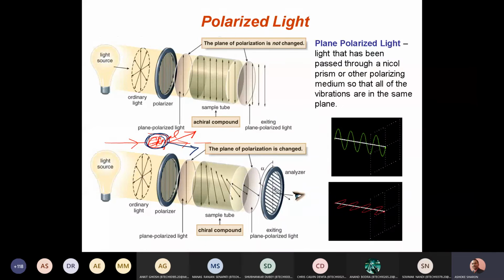We have to keep our compound as a sample, and then we have to see whether the plane polarized light, when it comes out from the sample, goes to the right side, goes to the left side, or is not affected. Three cases are possible. If it goes to the right side, then I will say it is dextrorotatory. If it goes to the left side, we call it levorotatory because it rotated the light to the left side.